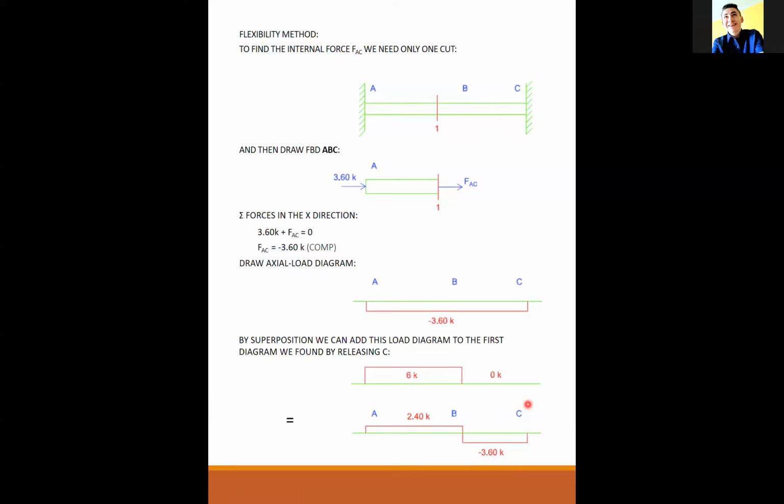Now, do we have to draw the diagrams as well? I highly suggest it. Let me go back up a few slides.